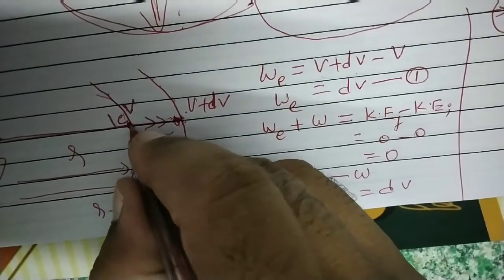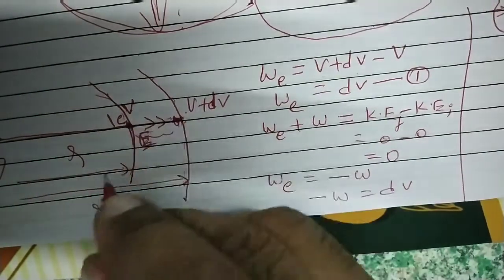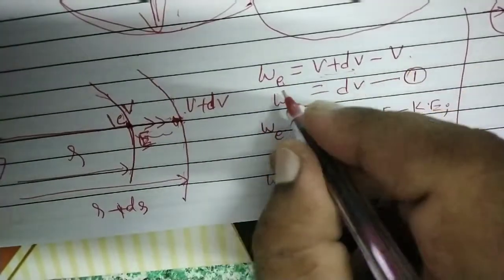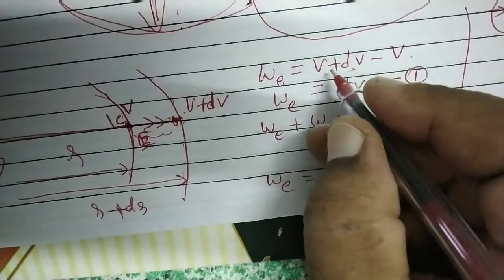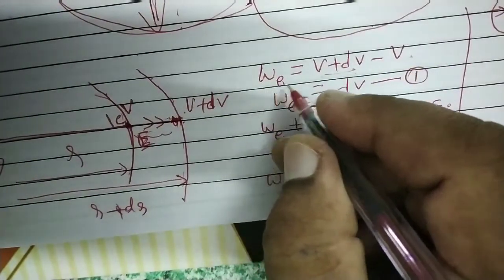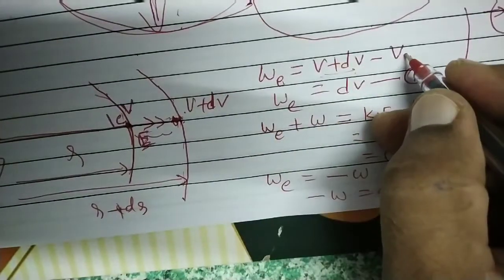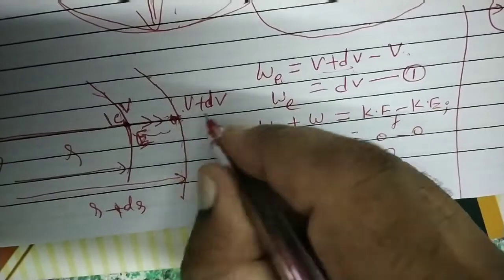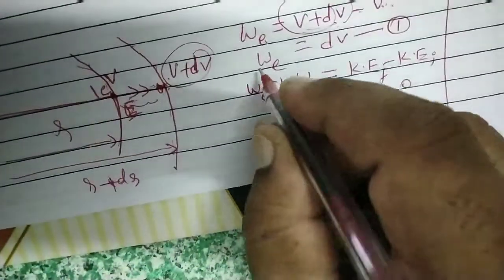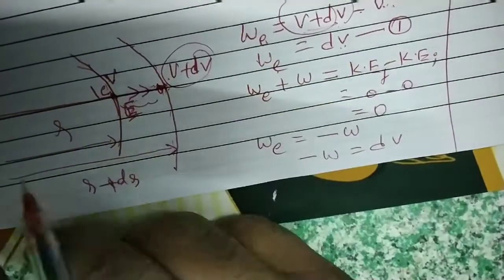Now imagine 1 coulomb charge here. When 1 coulomb charge is imagined here and it is being displaced here, then the work done by the external agent is equal to final potential minus initial potential. This is the definition of potential difference. What is that? The work done by the external agent in displacing 1 coulomb charge from one point to another point is equal to final point potential minus initial point potential. So the final point potential was V plus dV, minus initial potential V. Then it becomes dV. Meaning the work done by the external agent is equal to dV in this process.